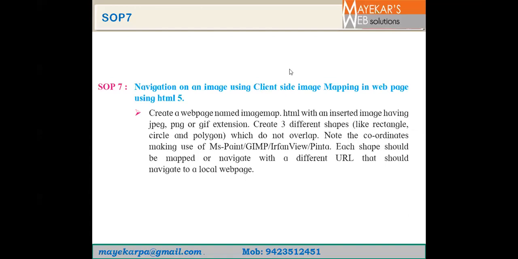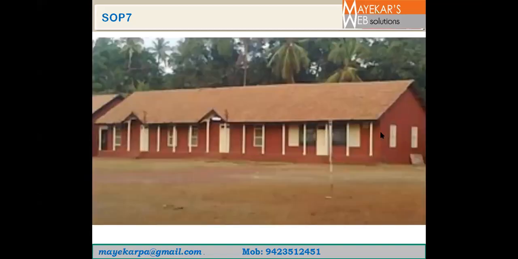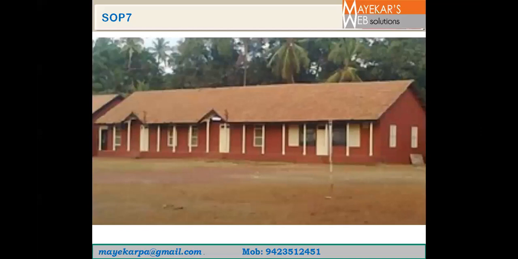For this practical you have to insert an image. For example, here is an image. Can you see on this slide? Here is an image. Here you can see three different rooms. This is the first classroom. This is the second classroom. This is the third classroom. This is your classroom. You are going to transfer to this classroom.